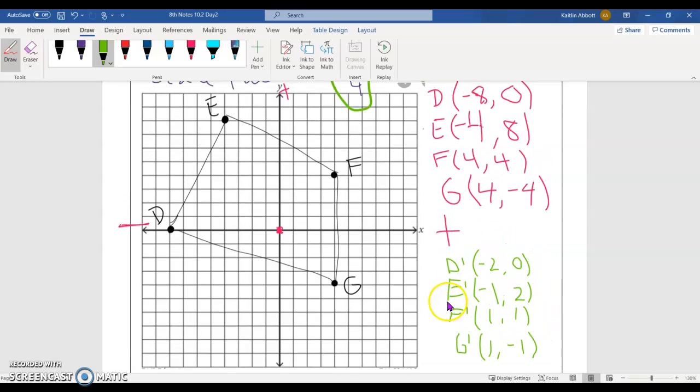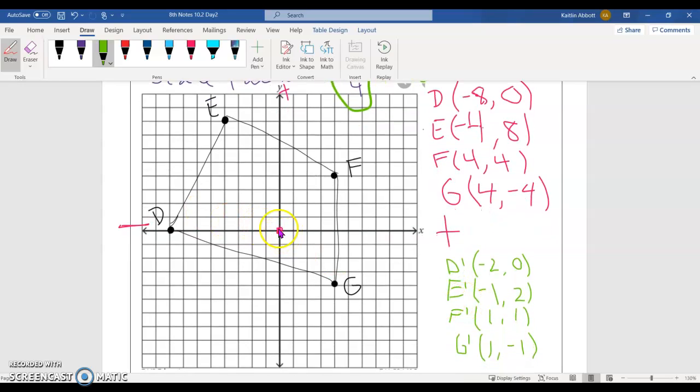Okay, now I've got to graph these. So I'm going to start in the middle. Go to -2 on the x. This side's not negative. These are positive. These are negative. So I'm going to go 1, 2, and 0 means I stay there. So this is D prime. E prime is -1, +2. So up 1, 2.